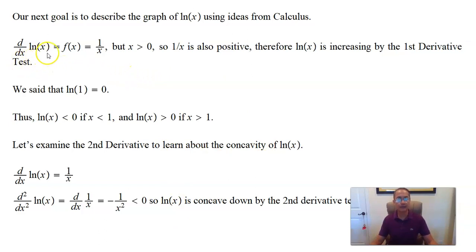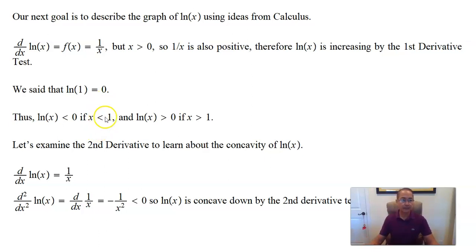We said that the derivative of ln of x is 1 over x, but x is always positive in our domain, so 1 over x is still positive. And by the first derivative test in basic calculus, ln of x must be an increasing function. Okay, so it's always going up. And we saw that in the graph. It's kind of going like this, and it passes through (1, 0). That's the only point that we know on the graph, for sure.